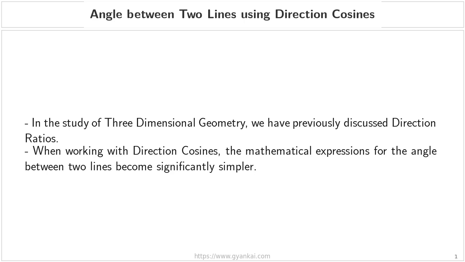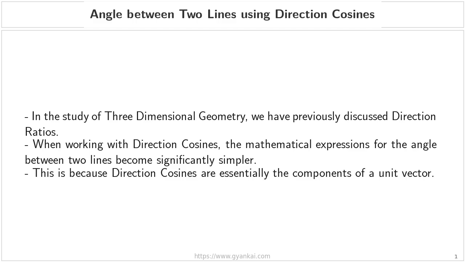You will notice that when we work with direction cosines, the mathematical expressions we use to find the angle between two lines become significantly simpler and much more streamlined. The reason for this added simplicity is quite elegant. It's because direction cosines are essentially the components of a unit vector, meaning they already carry a standardized magnitude of 1. This property is what allows us to use the much cleaner formulas we are about to dive into.